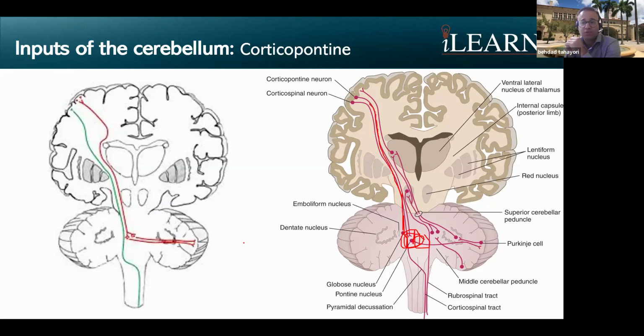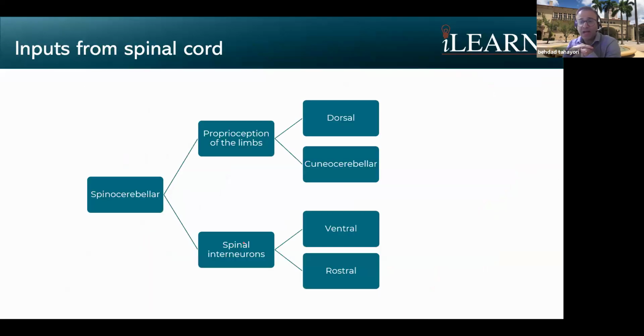All right. Now, so this is input from the cortex. We also told you that it receives lots of input from spinal cord, correct? Actually, from spinal cord, it receives two different types of information. It receives a copy of proprioceptive information from the spinal cord, meaning that when you move your limbs, proprioceptive information enters the spinal cord. You have studied the pathways, dorsal column, medial lemniscus, to go to the primary sensory cortex, correct? A copy of that also goes to the cerebellum.